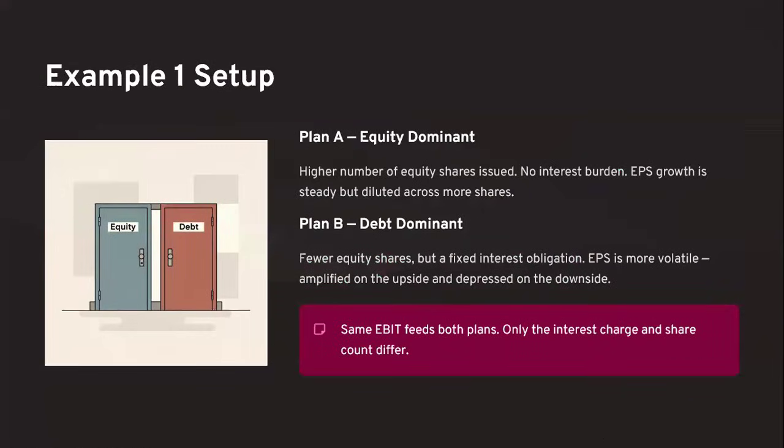Okay. Let's talk about the first example. Higher number of equity shares are issued and there is no interest burden. Then EPS has a steady growth but is diluted across more shares. So we have the first setup where there is maximum equity, and the second setup where we have debt and very few or negligible equity.